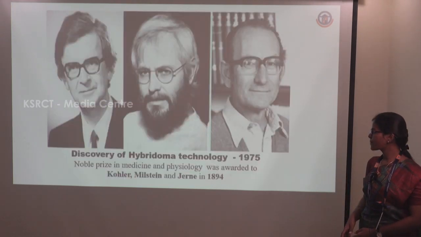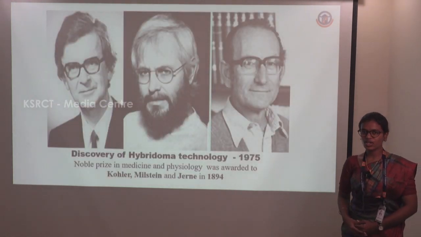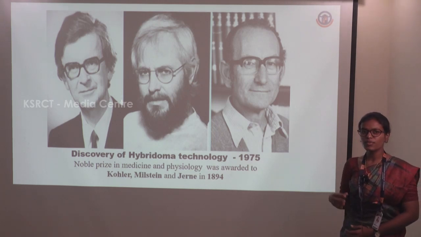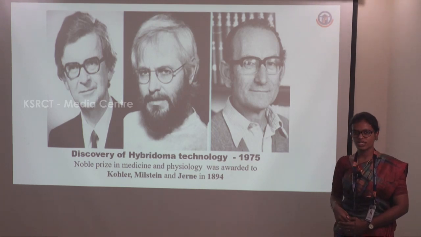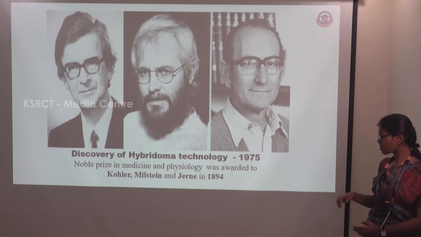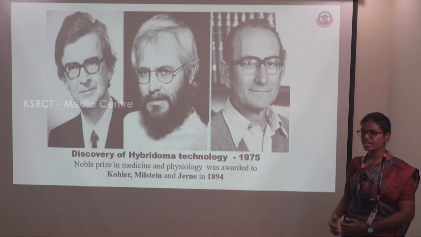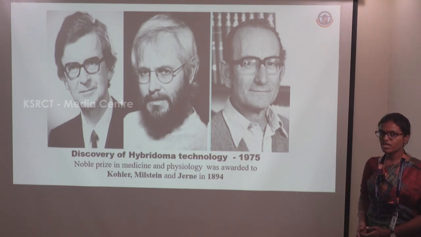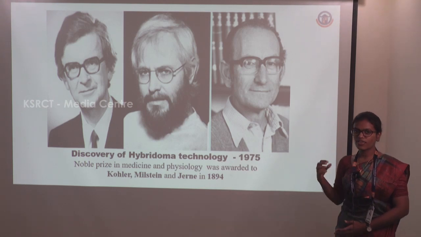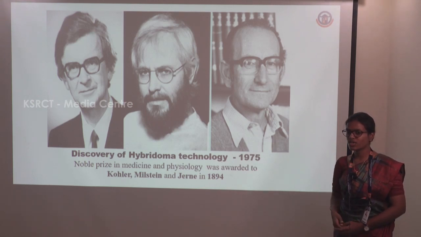Coming to Hybridoma Technology, for producing monoclonal antibodies, Hybridoma Technology is used. It was discovered by Köhler, Milstein and Jerne in 1975. They were awarded the Nobel Prize for finding this Hybridoma Technology.